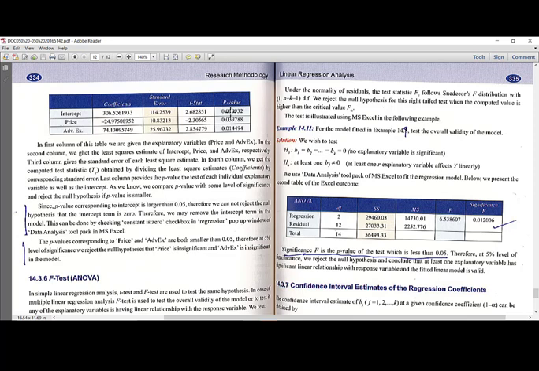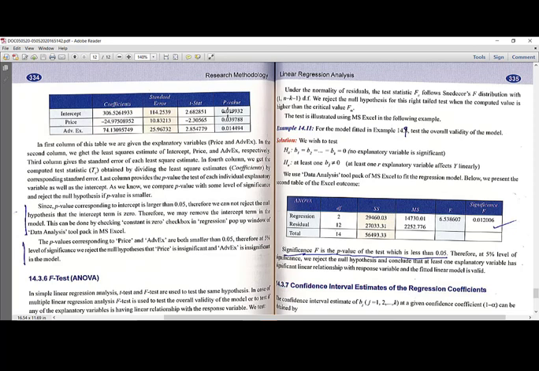0.19932. In the first column of this table, we are given the explanatory variables. In the second column, we get the least squares estimates of the intercept, price, and advertising expenditure respectively. The third column gives the standard error. In the fourth column, we get the computed t statistics obtained by dividing the least squares estimates by the corresponding standard error. The last column provides the p-value for the test of each individual explanatory variable as well as the intercept. Here, we compare the p-value with some level of significance and reject the null hypothesis if the p-value is smaller. Suppose we take a level of significance of 5%, that is 0.05, and confidence 95%.